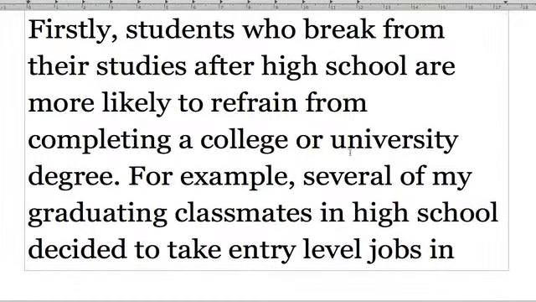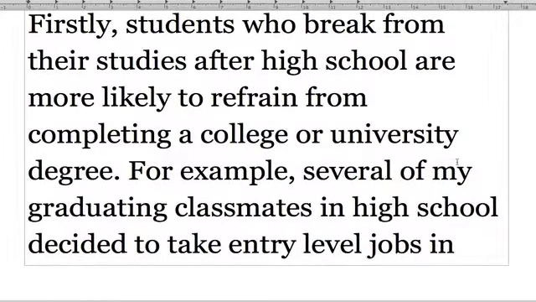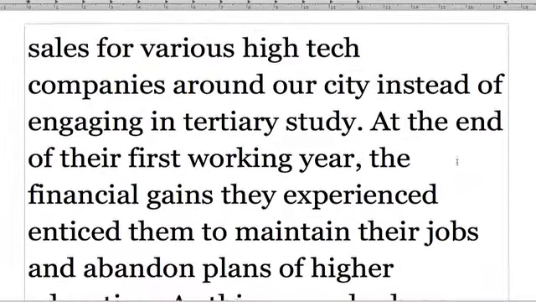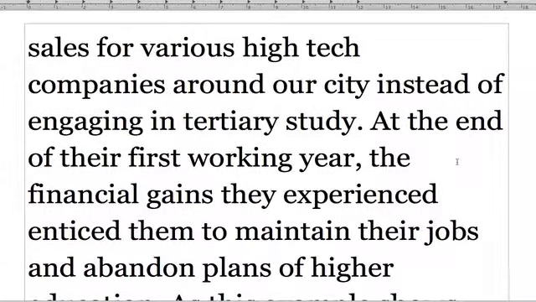First supporting paragraph. Firstly, students who break from their studies after high school are more likely to refrain from completing a college or university degree. Now, a personal example, which was required according to the task description. For example, several of my graduating classmates in high school decided to take entry-level jobs in sales for various high-tech companies around our city instead of engaging in tertiary study.